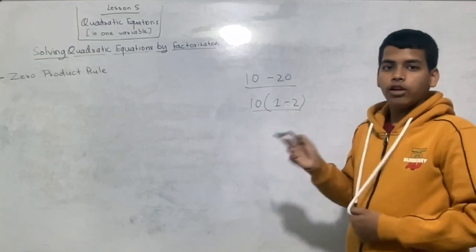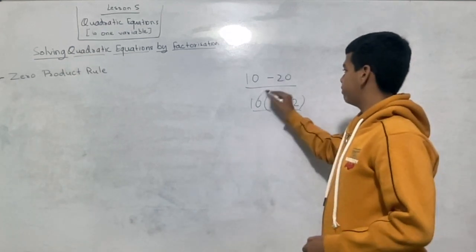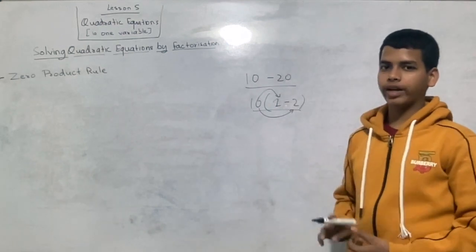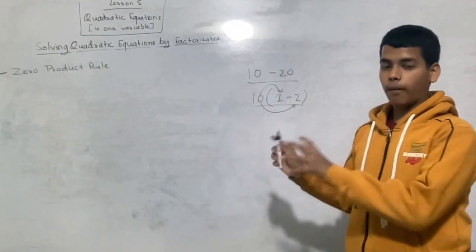Now if you want to verify it, you can just multiply this again. If you multiply 10 by 1, you get 10. You can multiply 10 by minus 2, you will get minus 20. So factorization means taking common out of something.